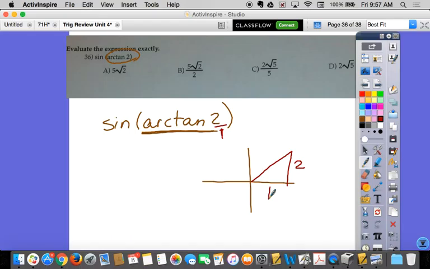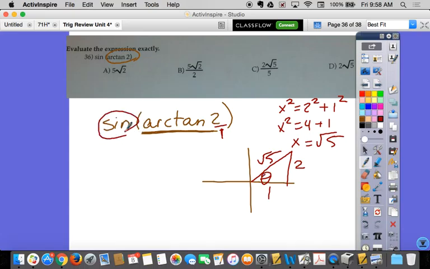So good old Pythagorean theorem. X squared equals 2 squared plus 1 squared. 4 plus 1, so x is square root of 5. Okay, right? So square root of 5 right there. Once you get this, what is sine of this picture? Opposite over hypotenuse. So 2 over square root of 5. But you know you can't leave it that way. So fix it. 2 square roots of 5 over 5.